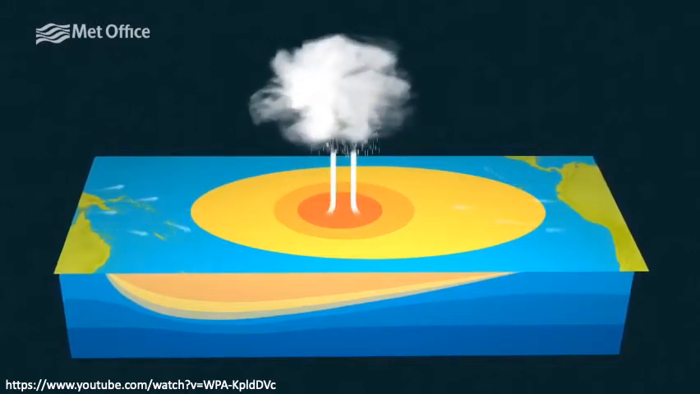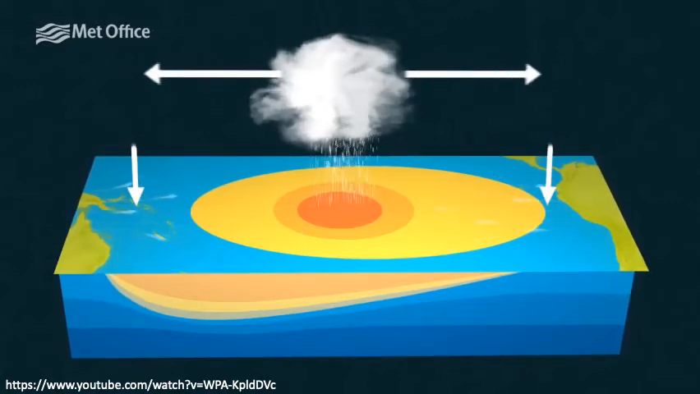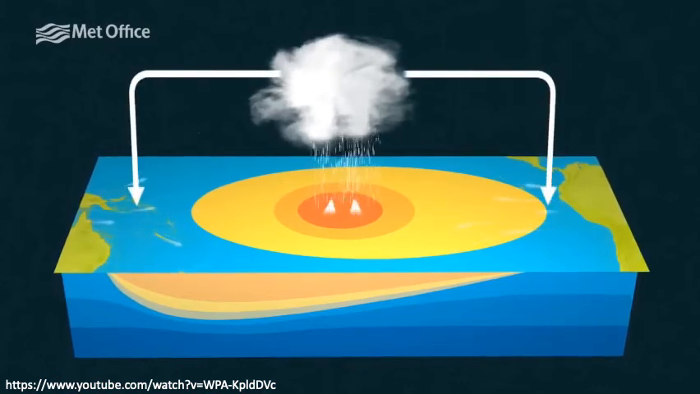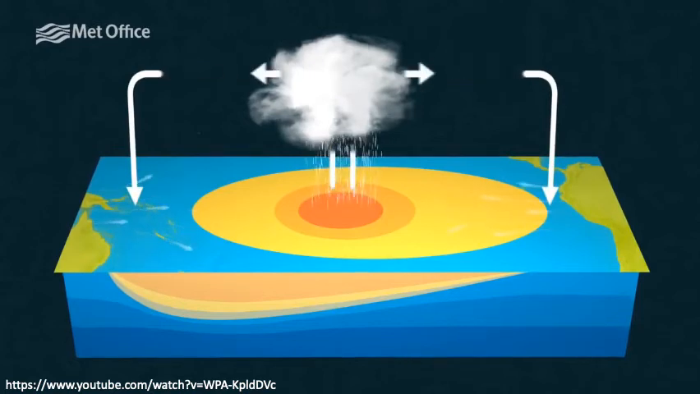This changes rainfall patterns over the equatorial Pacific, as well as the large-scale wind patterns. It's this change in winds which has a knock-on effect, changing temperature and rainfall in locations around the world.